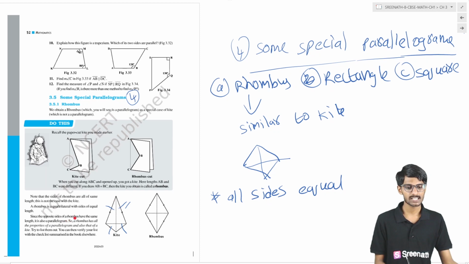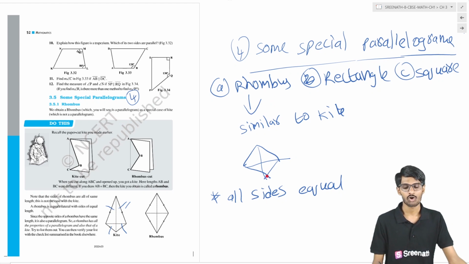Okay, since the opposite sides of a rhombus have the same length, it is also a parallelogram. If you clearly see, opposite sides have equal length. So what is the condition for a parallelogram? In a parallelogram, opposite sides are parallel and opposite sides are equal. So it may become a parallelogram also, and it has four sides, so it is a quadrilateral also. It has opposite sides of equal length, so it may be a parallelogram also.